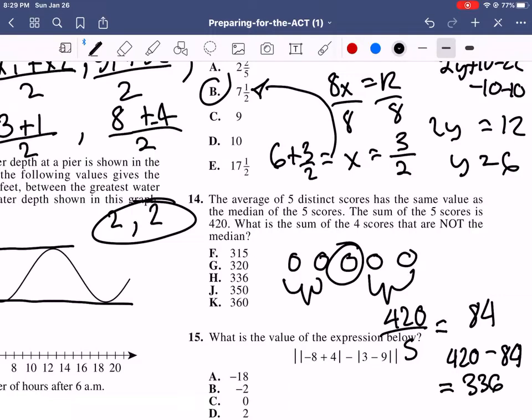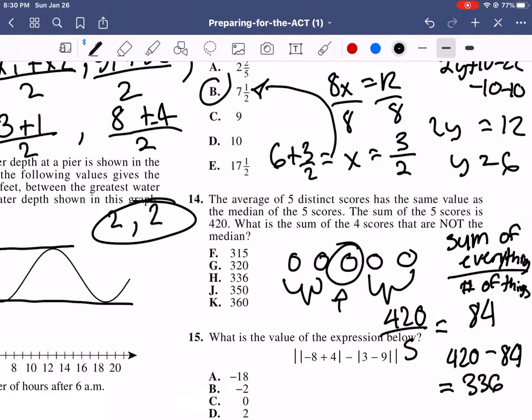So this is the formula for the mean. I don't know how to write that. It's the sum of everything over the number of things. So the sum is 420, and you divide it by the number of scores, which is 5, and that's how you get the average. And the median is also 84 because it says the same thing.